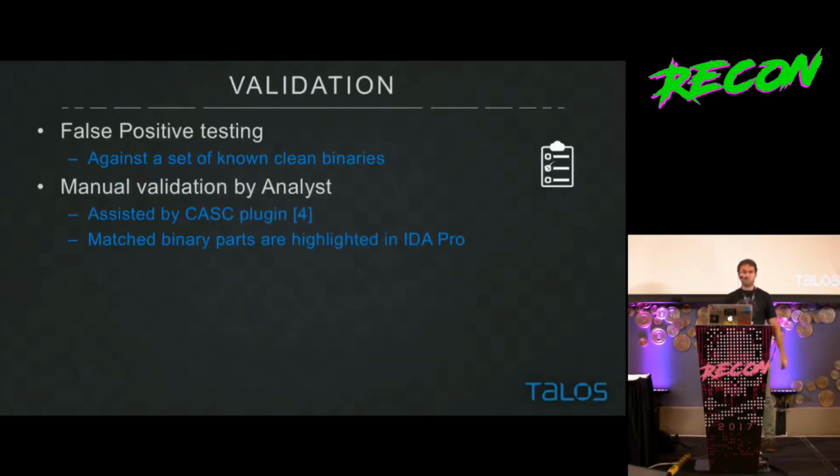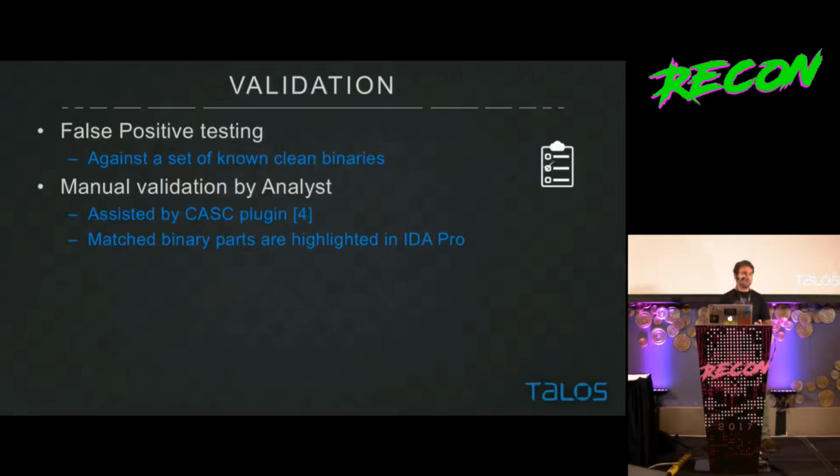Okay, so now we have our signature, but we still don't know if it's any good. So we need to do testing. And the first testing step that we do is false positive testing. We have a huge set of known benign binaries in Talos. We run the signature against those ones to see that it doesn't trigger. If it would trigger, we would add the benign binary that we found to the set of whitelisted functions and reiterate the process.